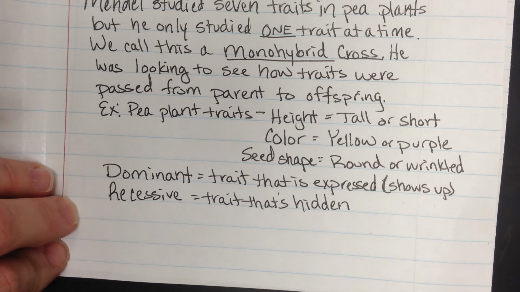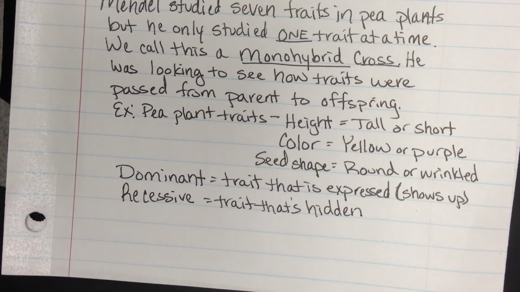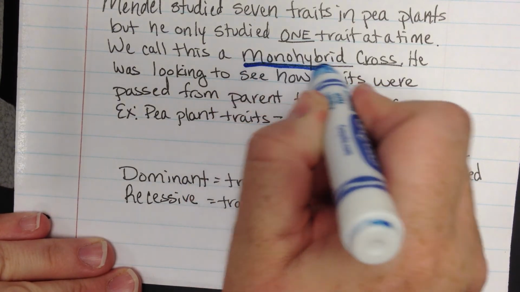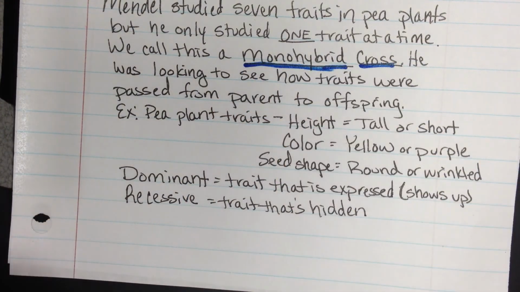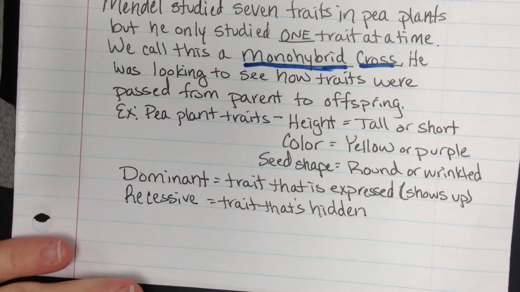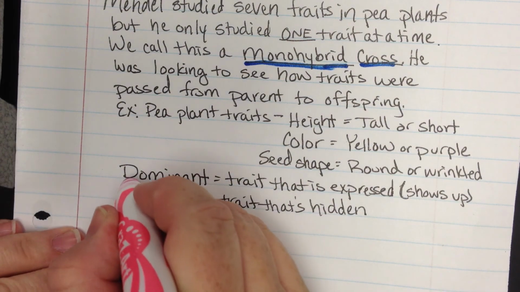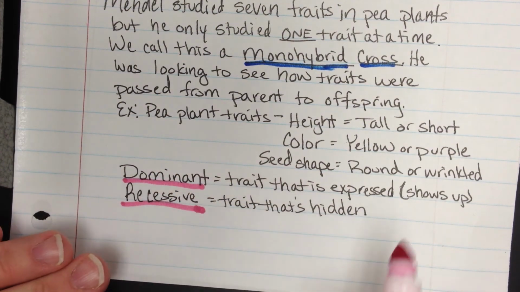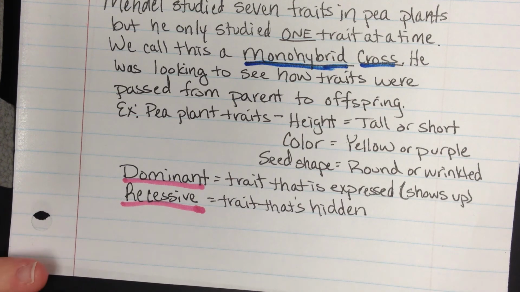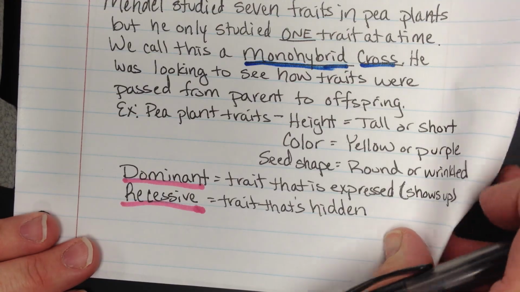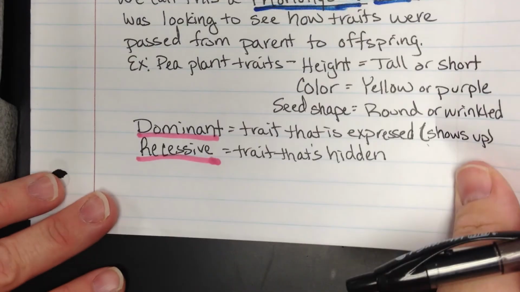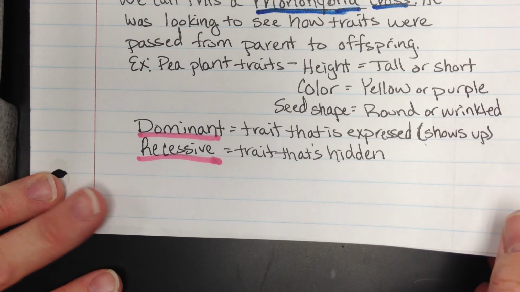So I'm going to stop here just a second and go back and highlight some of the important words. Okay, I'm going to highlight monohybrid cross. And then I'm going to go back and look at these words dominant versus recessive. You're definitely going to need to know, there's about 6 main vocabulary words that you need to know in this unit. And those are the first 2 big words that we need to make sure that we understand.